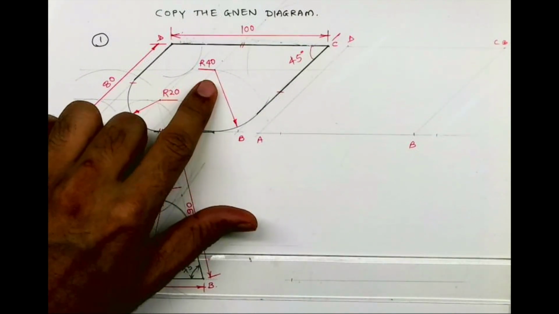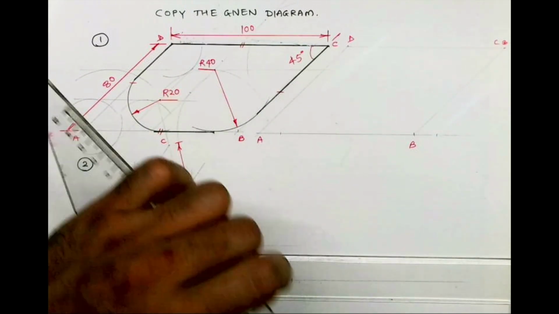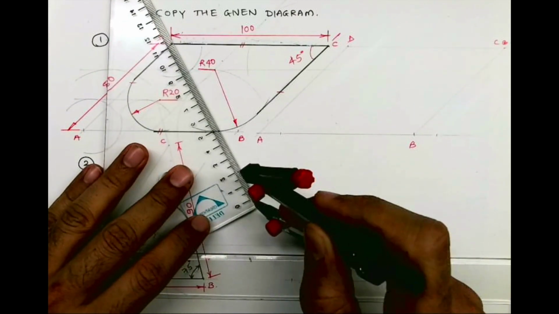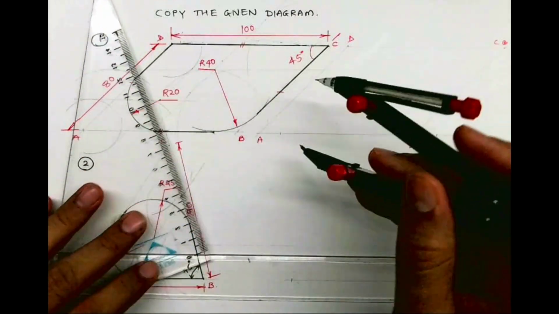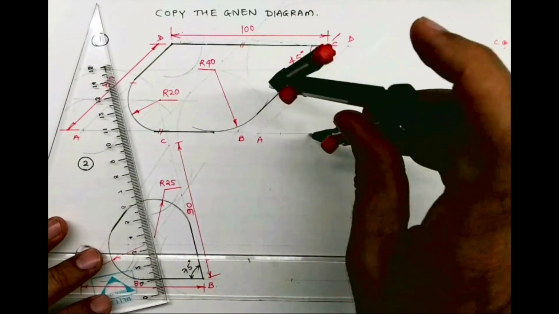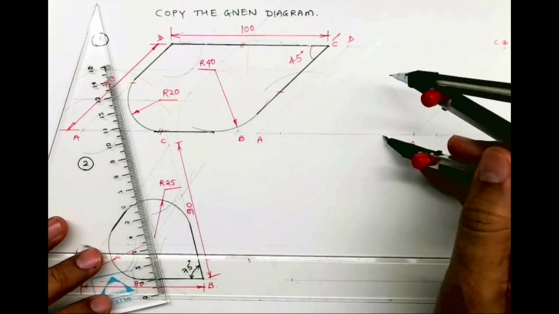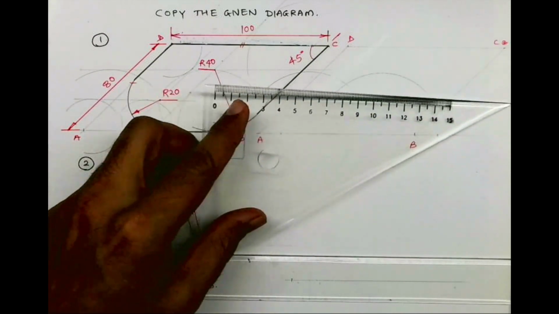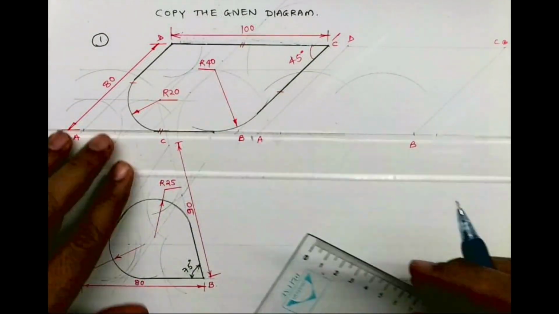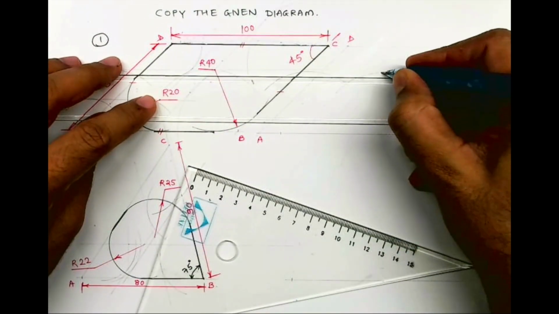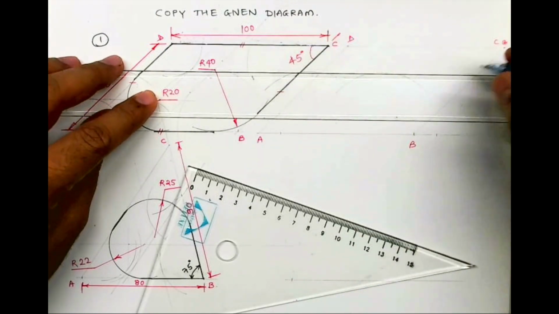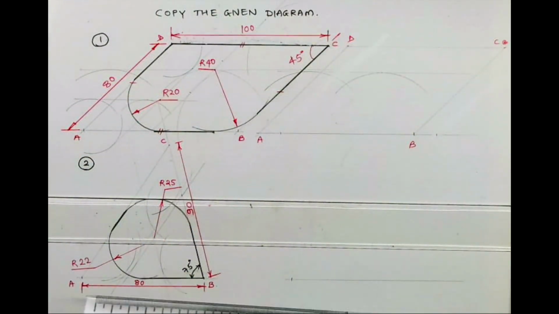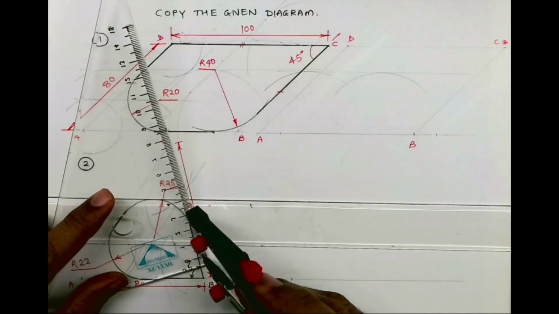Now we need to draw this radius 40. So I will take 40 in my compass, keep it on line AB, and draw it like this. One arc, two arcs. This is to draw a parallel line. So I have taken radius 40 and cut from line AB. I have cut 2 arcs; you can cut 3 arcs also.